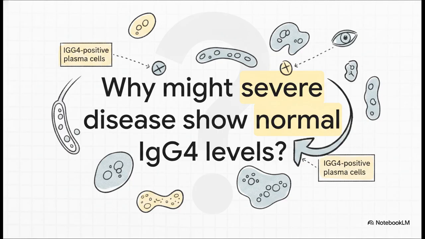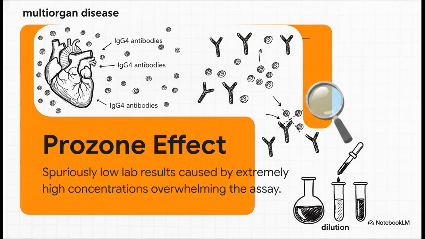Think about this for a second. If the disease is literally named after and driven by IgG4 positive plasma cells, how is it possible that a patient with aggressive, multi-organ involvement could show completely normal IgG4 levels on a standard lab test? It sounds completely counterintuitive, right? Well, the answer lies in this fascinating and dangerous laboratory quirk known as the prozone effect.